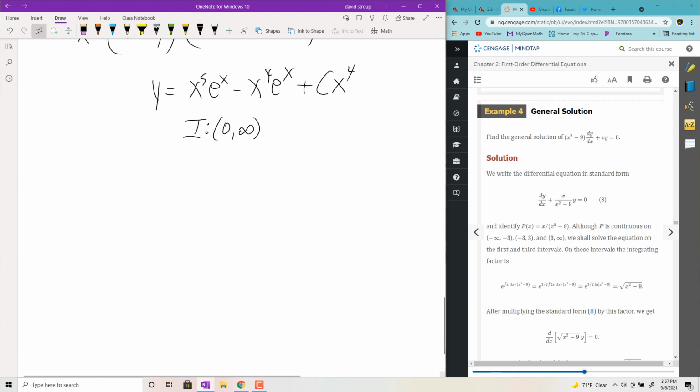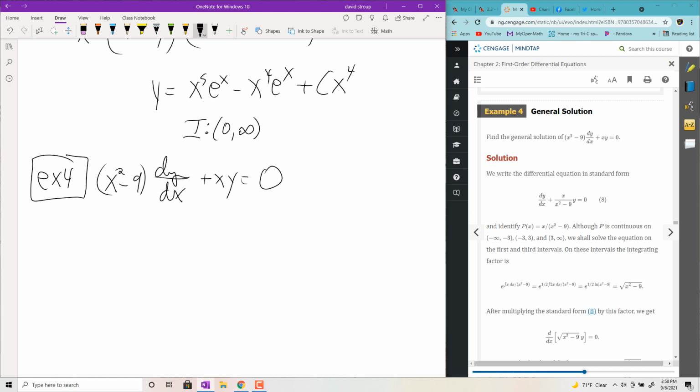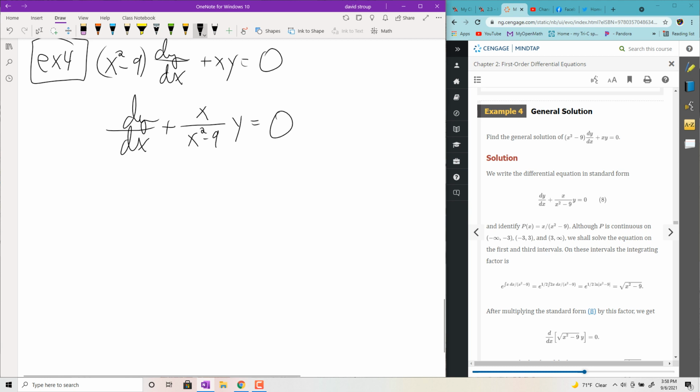Let's see what happens in example 4, shall we? So maybe there's one of these transient solutions here. So anyways, example 4, I got x squared minus 9 times dy over dx plus xy equals 0. Divide through to get it into our sort of form of the day. Get dy dx plus x over x squared minus 9 times y equals 0. P of x is that x over x squared minus 9. And f of x is just 0.